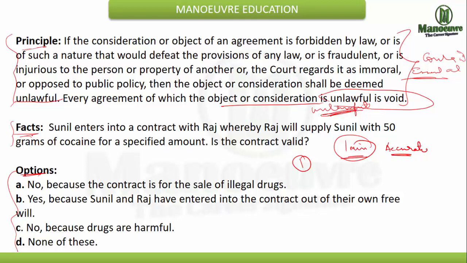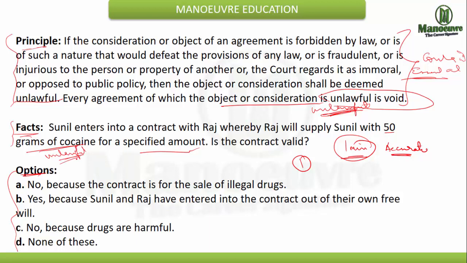So now we'll see the facts about this. Sunil enters into a contract with Rajiv whereby Rajiv will supply Sunil with 50 grams of cocaine for a specified amount. Is the contract valid? We all know that the 50 grams of cocaine is absolutely unlawful. We cannot deal with these things.